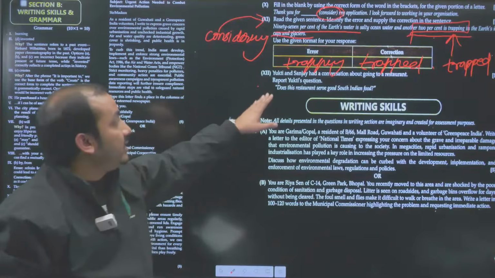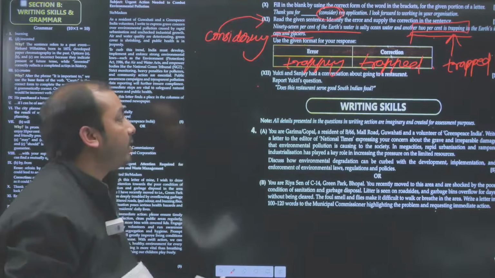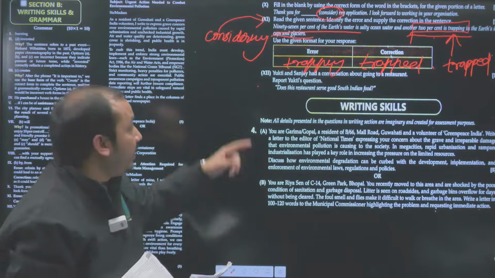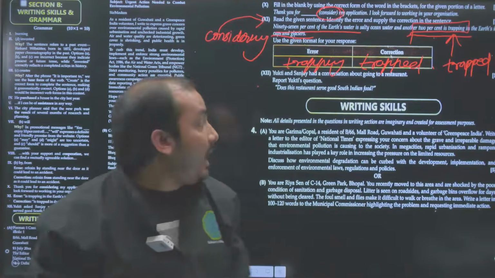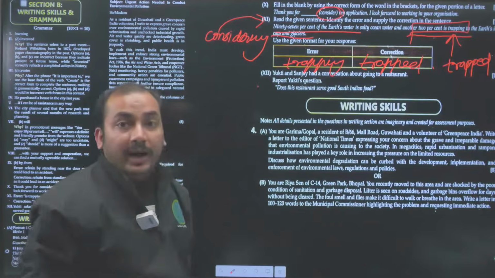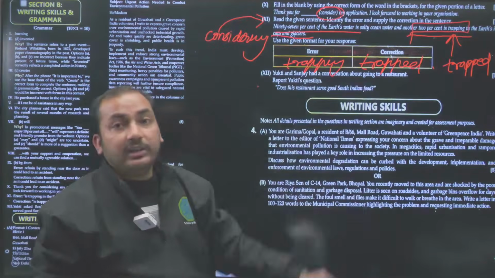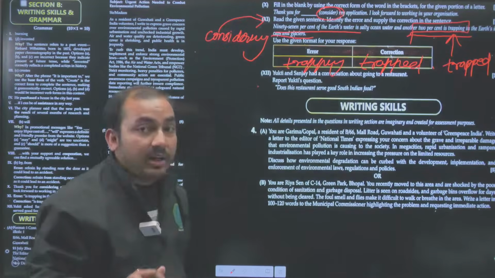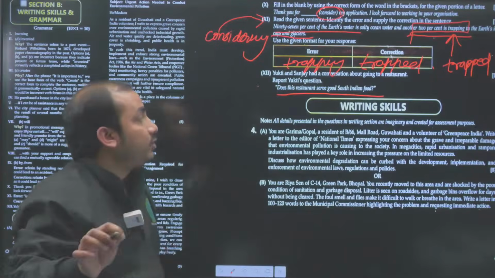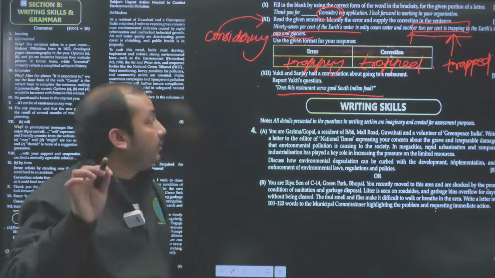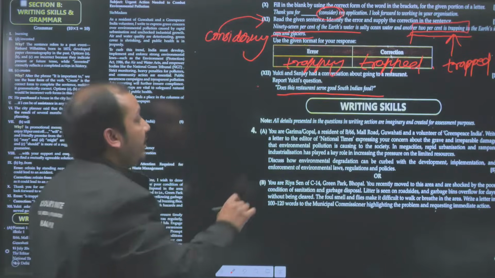So the next question is, Yukti and Sanjay had a conversation about going to a restaurant. Report Yukti's question. It means we have to do it by ourselves. By our own selves, we have to report these questions. Means the statement is not given. The direct question given here is: Does this restaurant serve good Indian food? So how to make such kind of question?